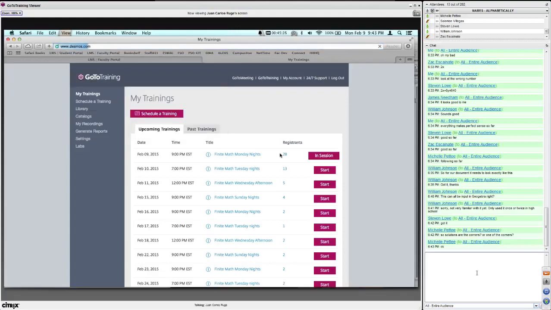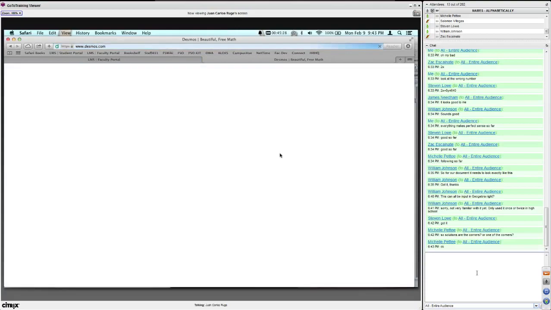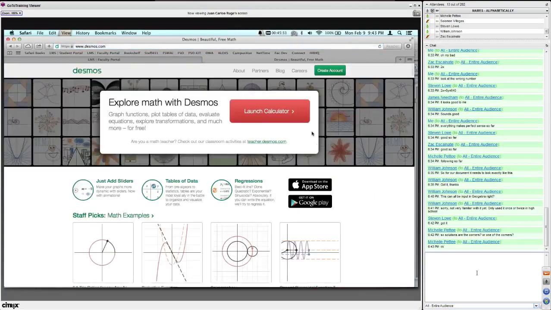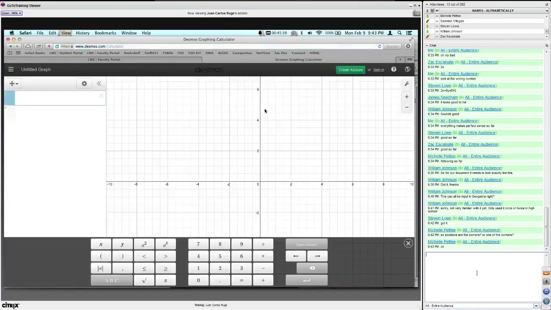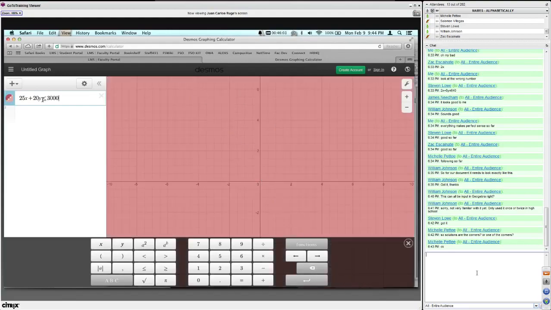Instead of using GeoGebra, I prefer using this web page. And here you have the graph. So the only thing you have to do is plug in here the equations, and that's all. Can you tell me which one was the first inequality? Was that 25x plus 20y is less than or equal to 3,000? Or am I incorrect?